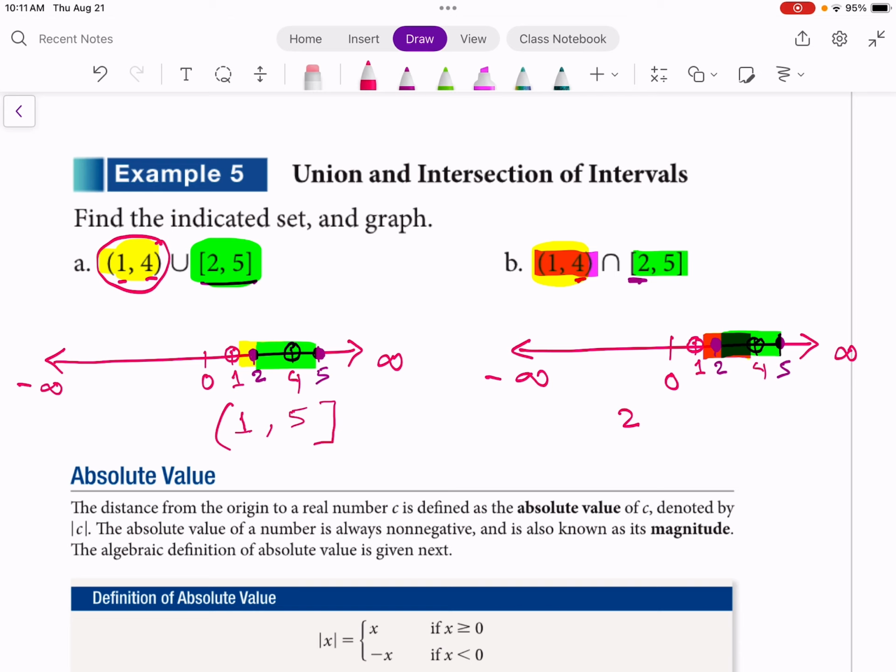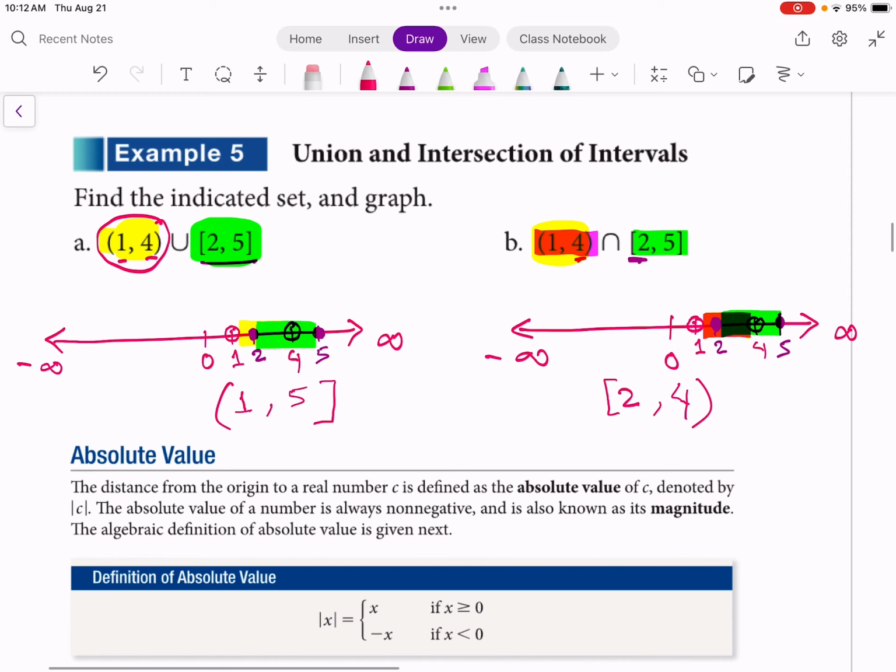So we have a red first set, green second set, and the common is the black color. This is starting from 2, and we have a closed circle at 2, so it's including 2. And where it is ending, it's ending at 4. And at 4 there is an open circle, so parenthesis. And this set is the intersection of the given two sets. This is about finding the union and intersection of intervals.